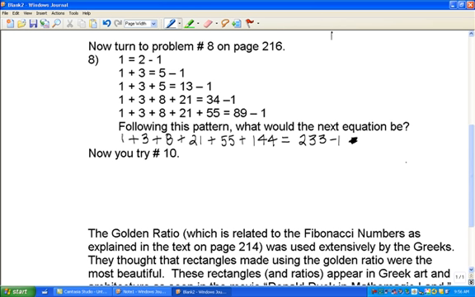Okay, now what I'd like for you to do is pause the recording and try number 10 on the same page. See if you can figure out the pattern. And then when you think you have it figured out, restart the video so we can go through it together. Okay, I'm assuming that at this point you've restarted the video because you have attempted number 10.